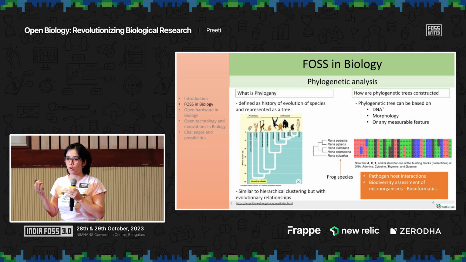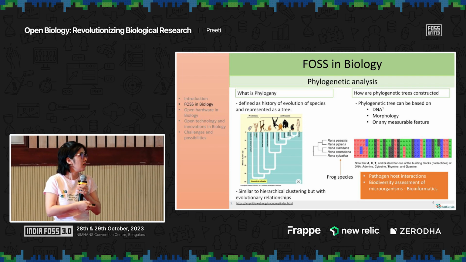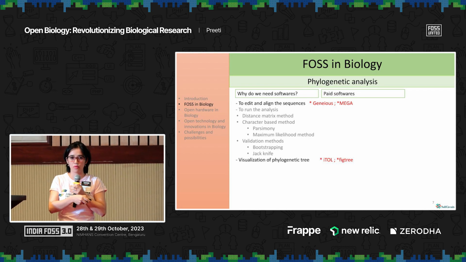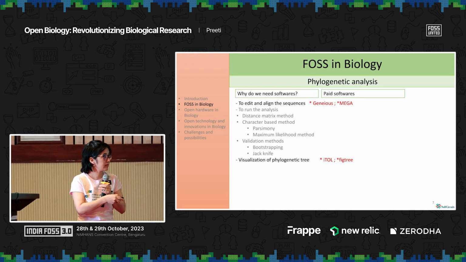So for that, when you want to analyze their relationships, what do you do? You build a phylogenetic tree and look at their relationships. So where do we need software and why do we need it? Firstly, to edit and align the sequences.